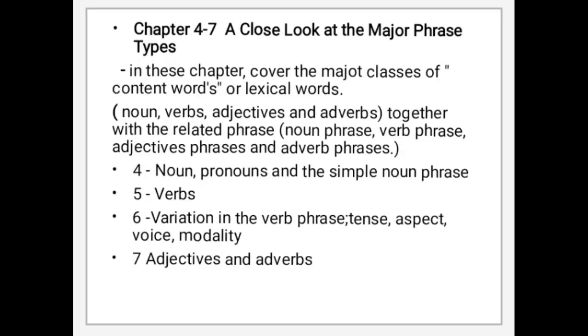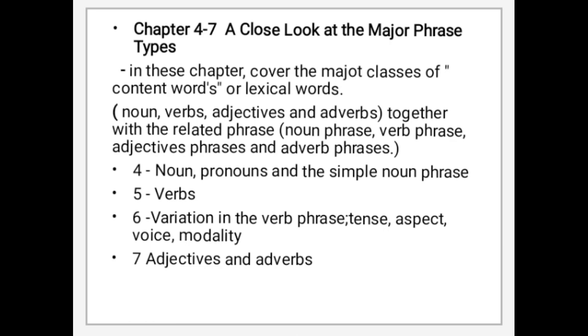Chapter 4 to 7, a close look at the major phrase types. These chapters cover the major classes of content words or lexical words: nouns, verbs, adjectives, and adverbs, together with the related phrases: noun phrases, verb phrases, adjective phrases, and adverb phrases.